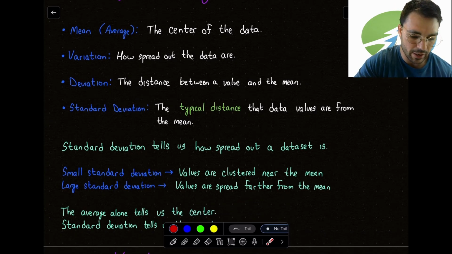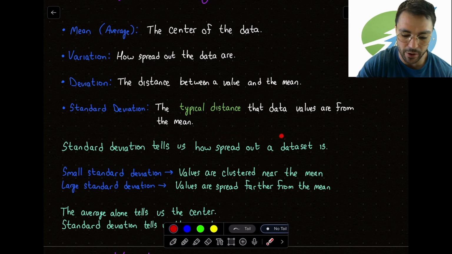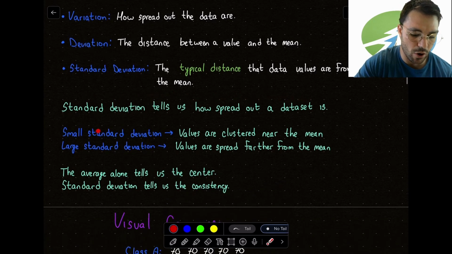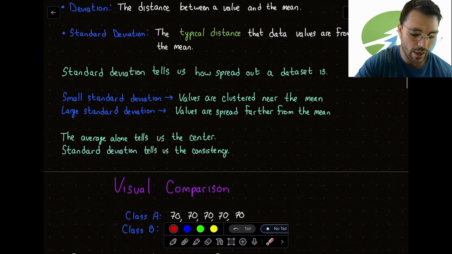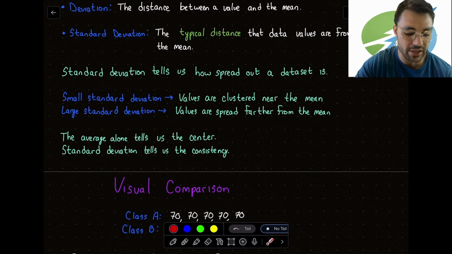Standard deviation tells us how spread out the data set is. With a small standard deviation, values are clustered near the mean. And with a large standard deviation, values are spread further from the mean. The average alone tells us the center, and the standard deviation tells us the consistency.